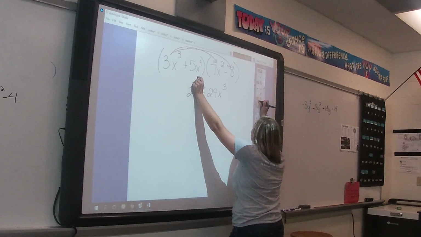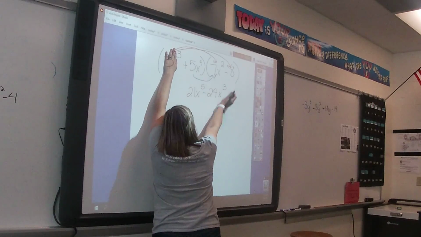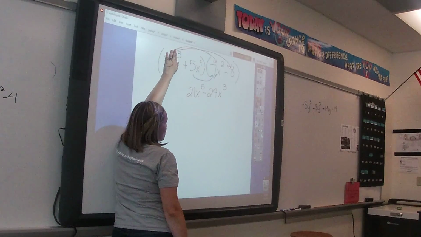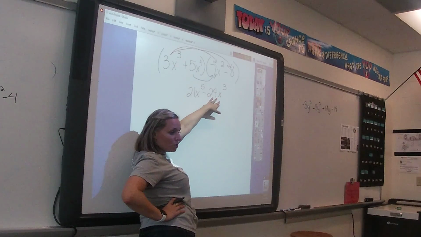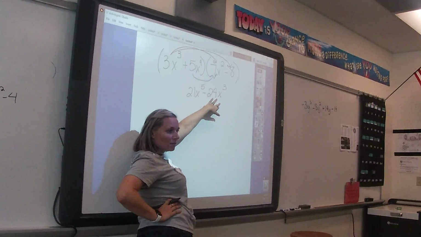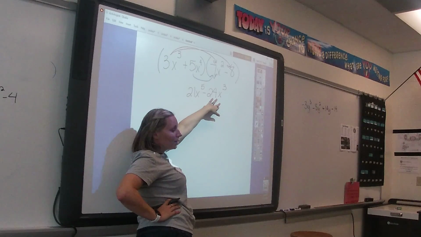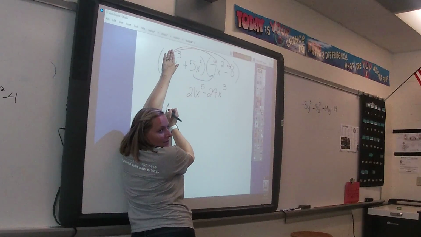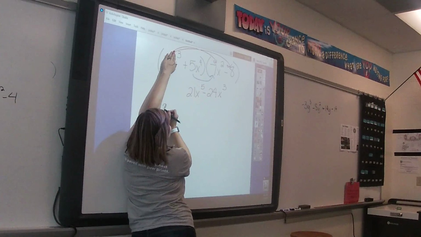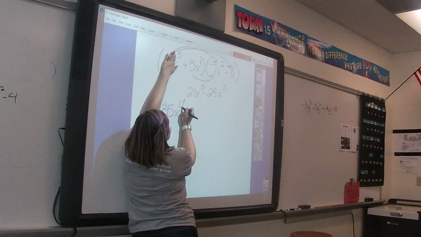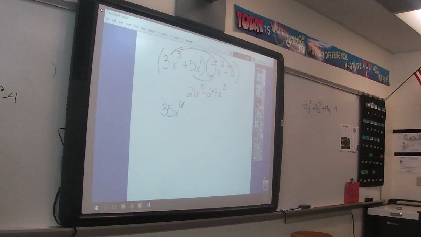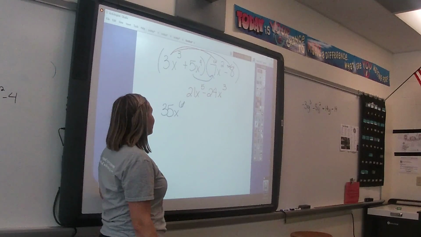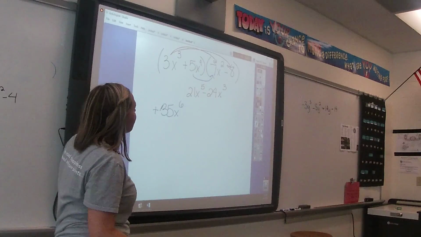Okay, so now let's distribute here. 35x to the 6th. Does that match anything we have? No. So where do we think we should write it? In the front. Why do you say in the front? Because standard form says we need the largest exponent to the smallest exponent. Yeah. Now, if you wrote it later, that's fine. You just have to pick the right order when you put it down in its final answer. It's a positive 35x to the 6th.